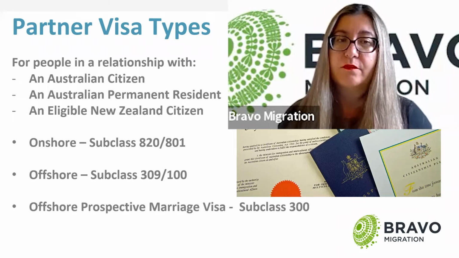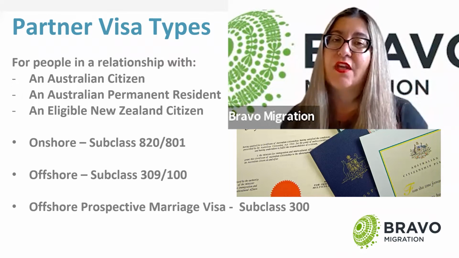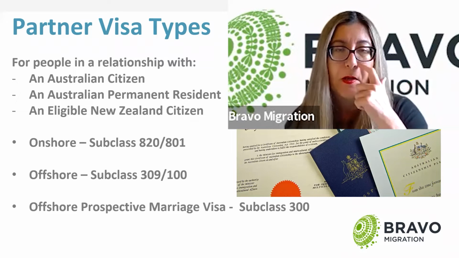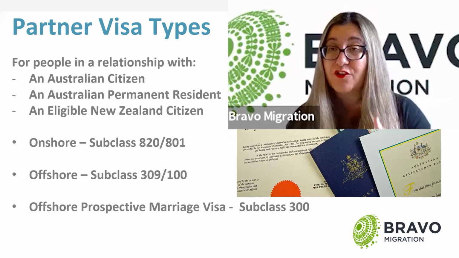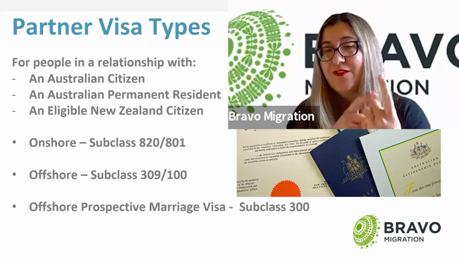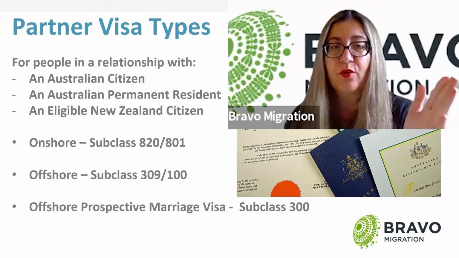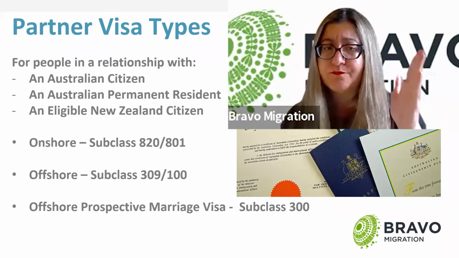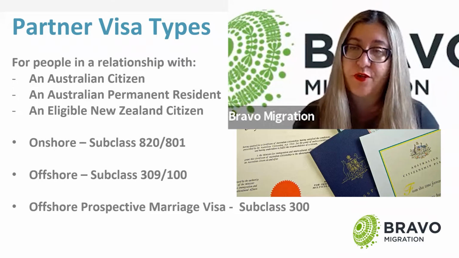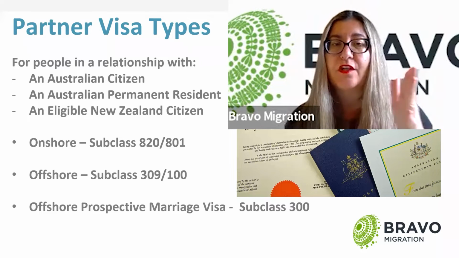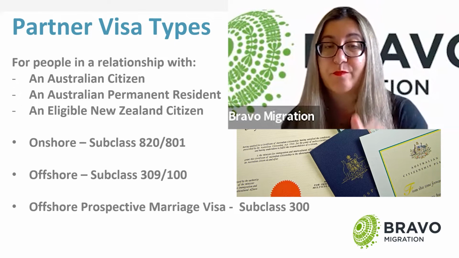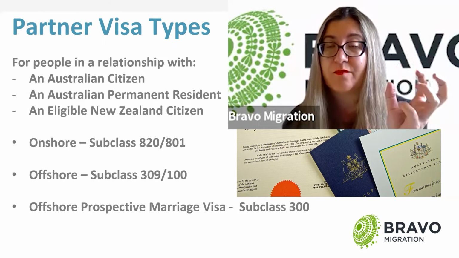Now, the onshore visa is subclass 820-801. And why is there 2 subclasses there? Because when you apply for a partner visa, you're actually applying for 2 visas at the same time, a temporary visa and a permanent visa. So the temporary there is 820, the permanent is 801. If you're outside of Australia, when you lodge a partner visa application, you apply for a 309 visa first and then a 100, but you actually apply for both at the same time.